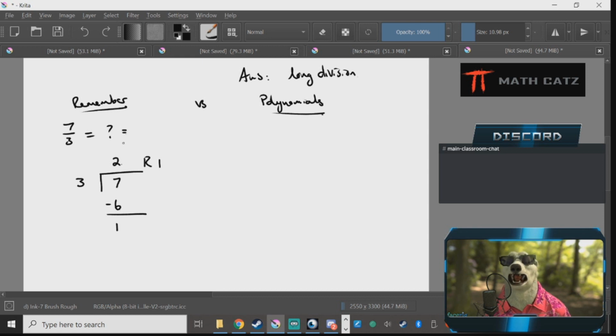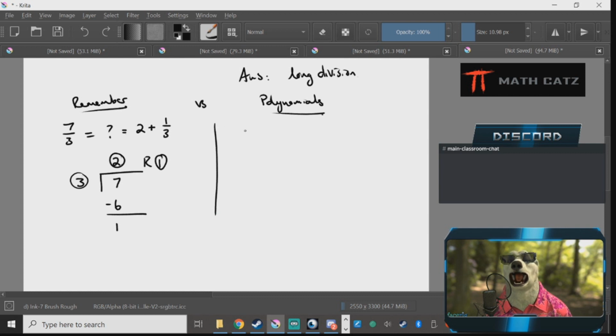This 7 over 3 can then be rewritten using the quotient, the divisor, and the remainder as 2 plus 1/3, or 2 1/3. The plus is just hidden in the mixed number. Okay, everyone should remember this. It's elementary school, grade 4, let's say. We're going to do the same thing.